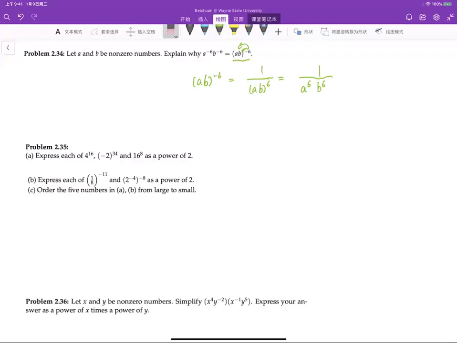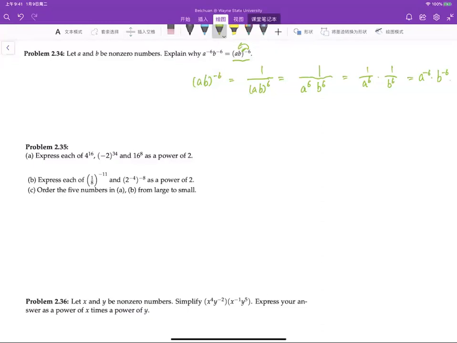Then we can write it as 1 over A to the 6 times 1 over B to the 6. So basically the first term equals A to the negative 6 times B to the negative 6. So this is how we show the two sides are equal. Basically, if the expression is abstract, or say there is no number, there are just some variables or characters.